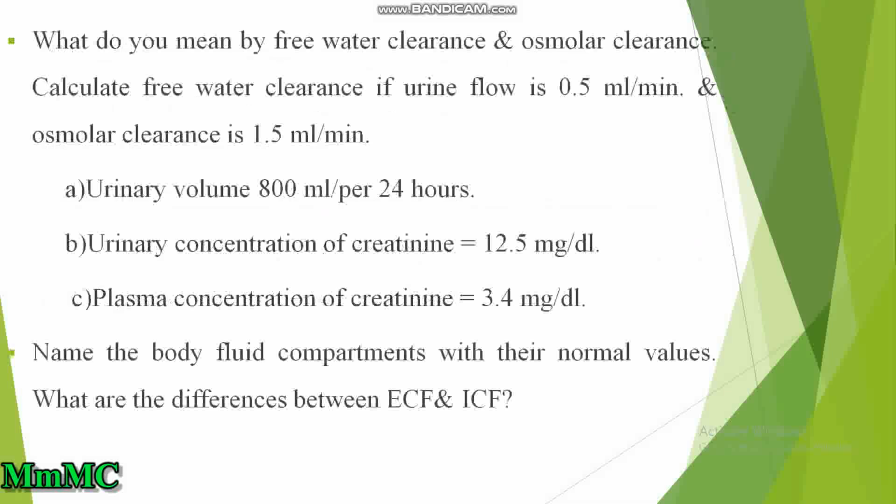Calculate the free water clearance if urine flow is 0.5 ml per minute and osmolar clearance is 1.5 ml per minute, whereas the urinary volume is 800 ml per 24 hours, urinary concentration of creatinine is 12.5 mg per deciliter, and plasma concentration of creatinine is 3.4 mg per deciliter.